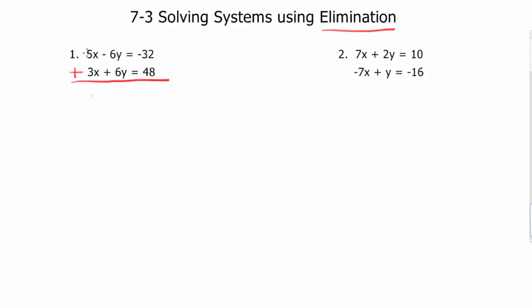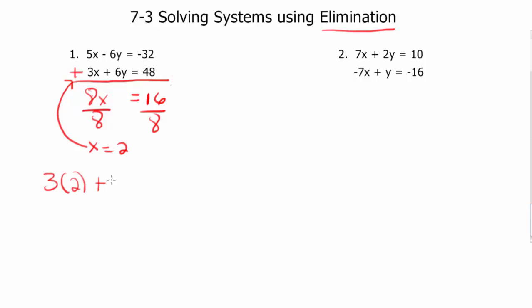So we add these up, so we get 8x equals 16, all right? And then we divide by 8, because the negative 6y and the positive 6y just becomes 0, so we don't need to write that. So x equals 2. So we have our x, and then we plug it back into either one. It doesn't matter. I'm going to pick the one with the 3, just because I can.